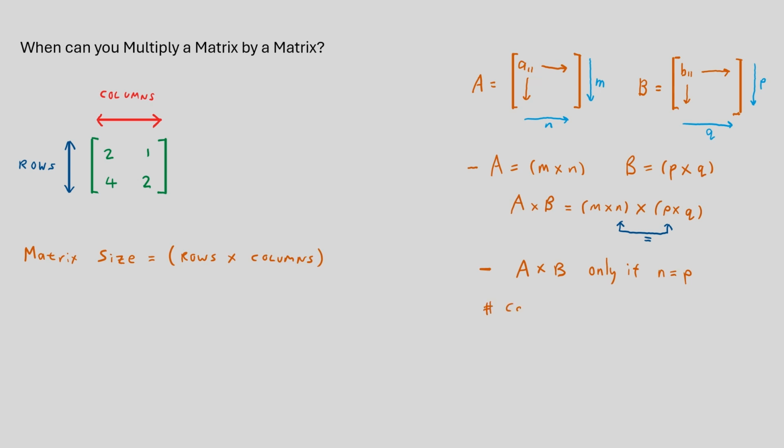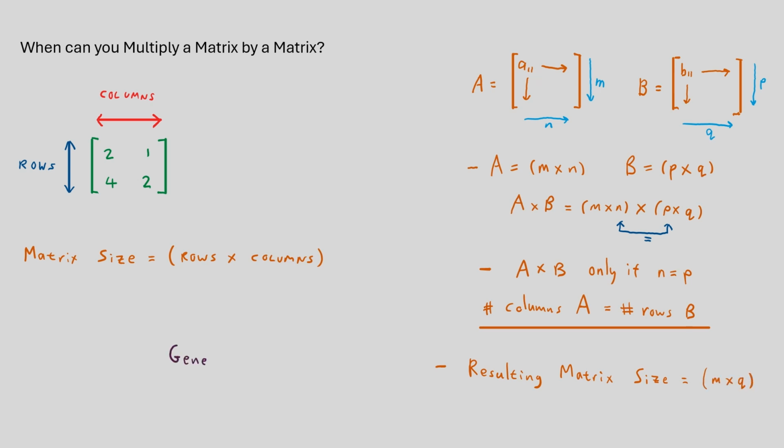So that is, if the number of columns in matrix A are equal to the number of rows in matrix B, then we can carry out matrix multiplication. And in fact, the resulting matrix from the multiplication will be of size m by q. But do always pay attention to order when multiplying a matrix by another matrix, as generally A multiplied by B does not equal B multiplied by A.